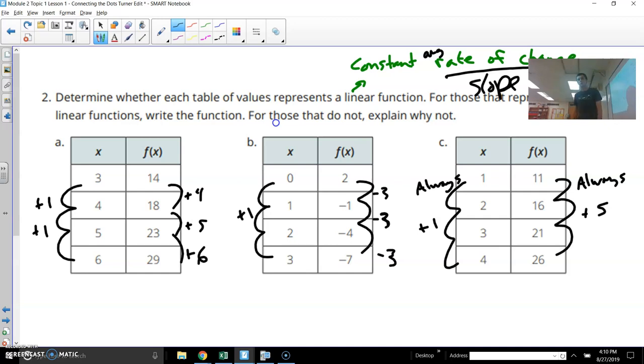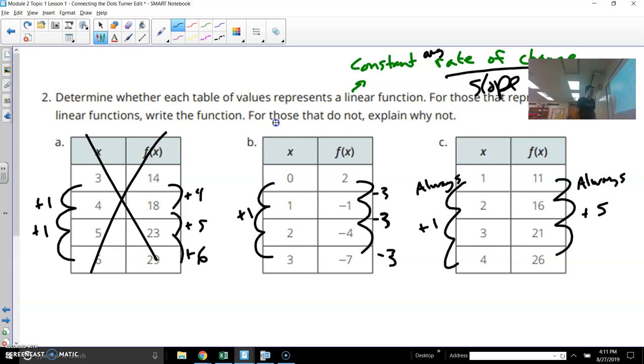Okay? So what we're looking for here is we're looking at the table and we say, okay, the left side's adding 1 consistently. However, the right side seems to add a little more each time. So I'm not sure that's a function that's linear. It may seem a little bit linear at first, but it's going to eventually start curving, and so that one is definitely not. So for those that represent a linear function, write what the function is. For those that aren't, explain why not. So this one is not going to be a linear function. It's a function, it's just not a linear function.